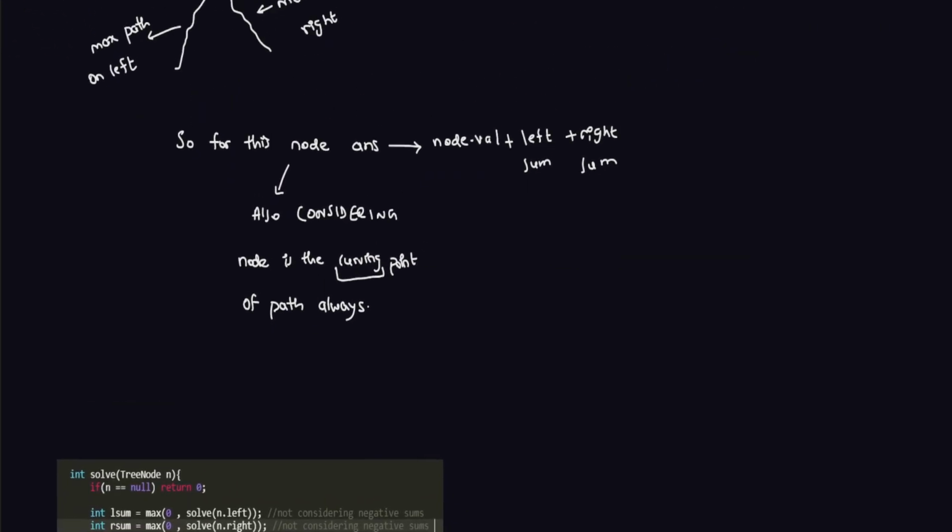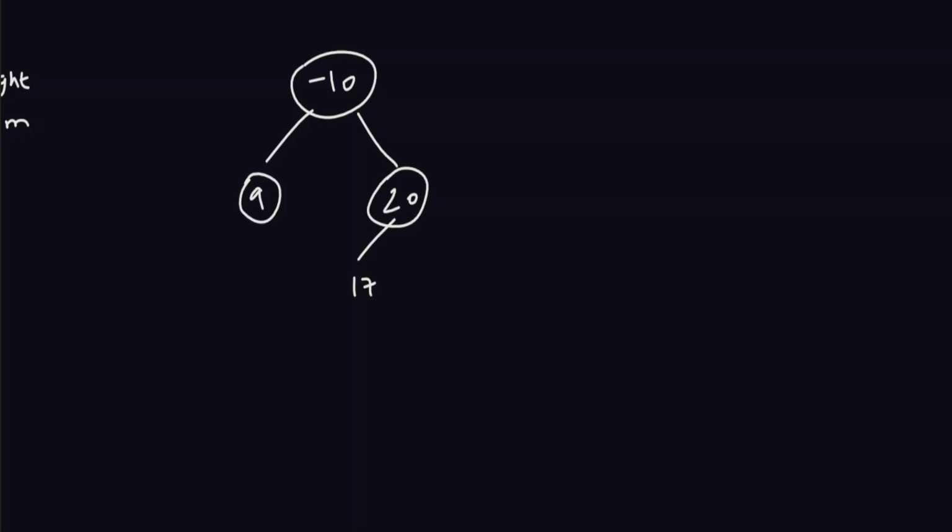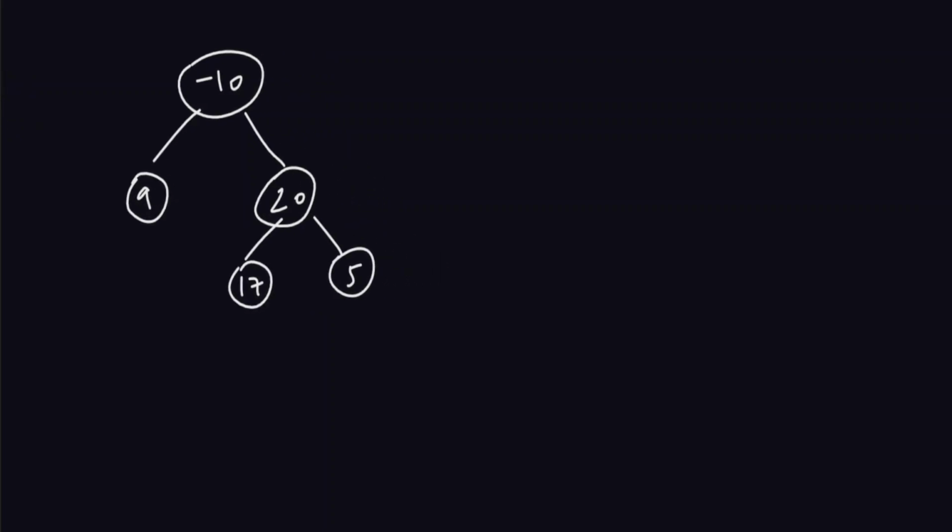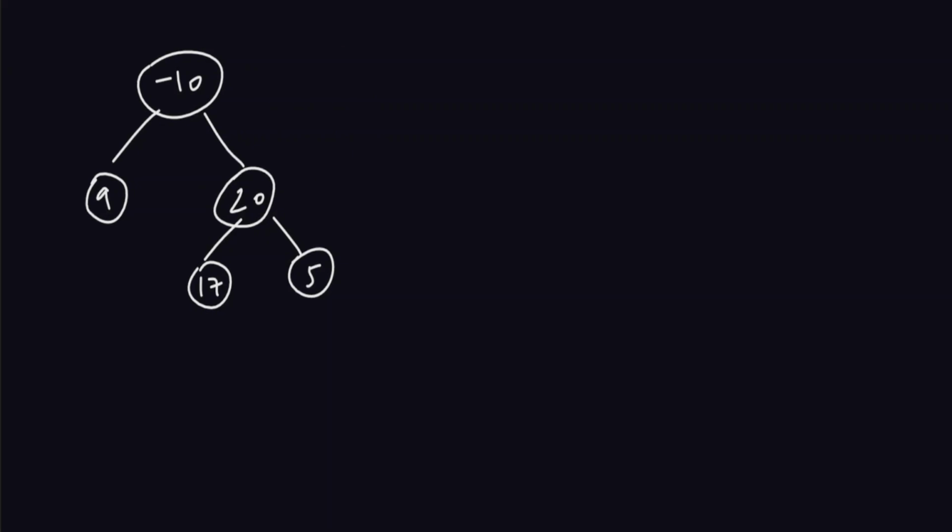Now first let's think of how we are going to figure out that approach. First let me draw that tree again. Minus 10 we have, and we have 9 here at this position. We have 20, we have 17, and we have 5, right? So let's just think, what if I had the left sum of the root?